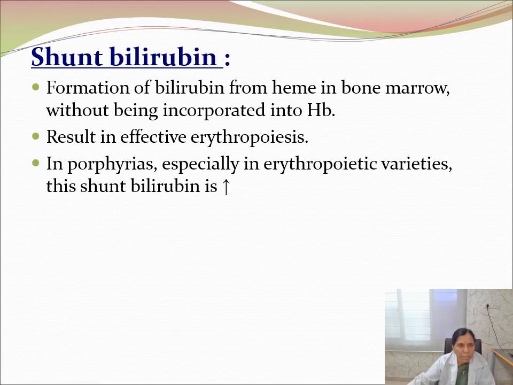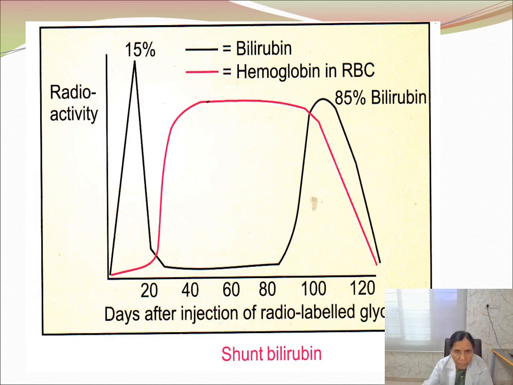And shunt bilirubin, a little about this: formation of bilirubin from heme in bone marrow without being incorporated into hemoglobin. This is the result of ineffective erythropoiesis, as in porphyrias, especially the erythropoietic varieties. This shunt bilirubin is released. And this is the graph here, with the radiolabeled compound and its radioactivity. With the bilirubin, this is about 15%, and hemoglobin in RBC, that is this red one, days after radiolabeled injection, about 85%.